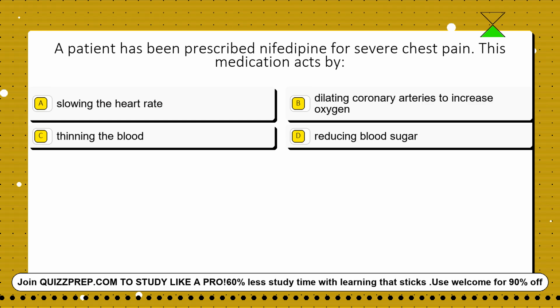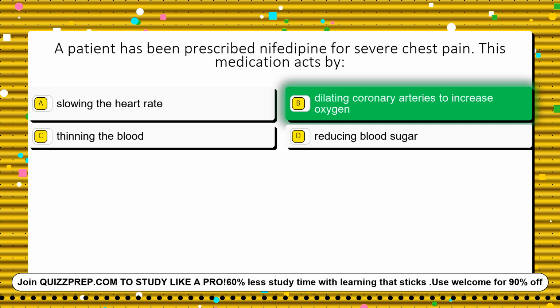Question 50. A patient has been prescribed nifedipine for severe chest pain. This medication acts by option A, slowing the heart rate. Option B, dilating coronary arteries to increase oxygen. Option C, thinning the blood. Option D, reducing blood sugar.